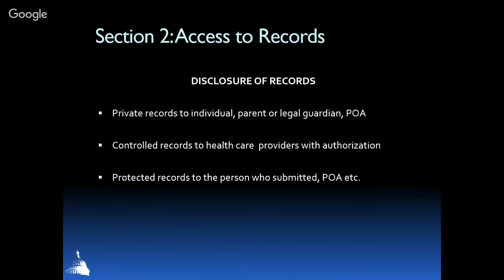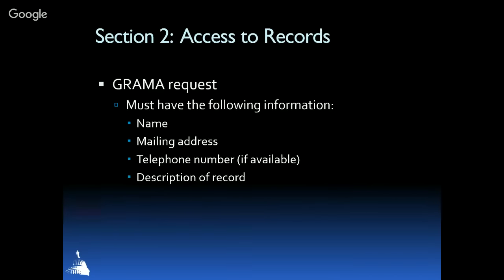Protected records are provided to the person who submitted the record, who has a power of attorney, or by court order. A submitted record could be a copy of a big contract you submitted, proposals, applications, or other information you have been required to submit to a governmental entity. And then lastly, do not release a record without verifying the identity of the requester. That is so important.